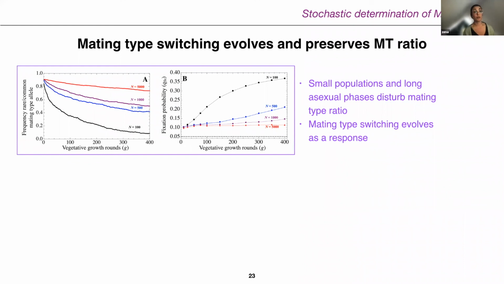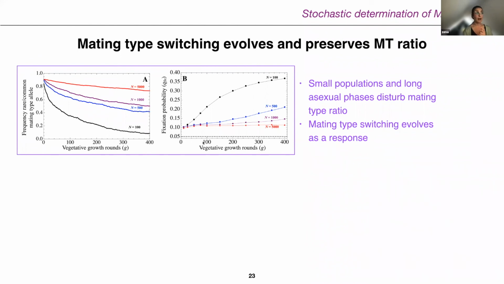To do this, first, we asked how the mating type ratio changes due to stochasticity during vegetative growth. So this is what you see in this panel here. You can see that the mating type ratio, which would ideally be 1, becomes increasingly distorted the longer the vegetative or asexual growth period is, and the smaller the population is. So this makes sense. Small populations undergo more drift, and longer periods of vegetative growth provide more stochasticity for this ratio to be distorted.